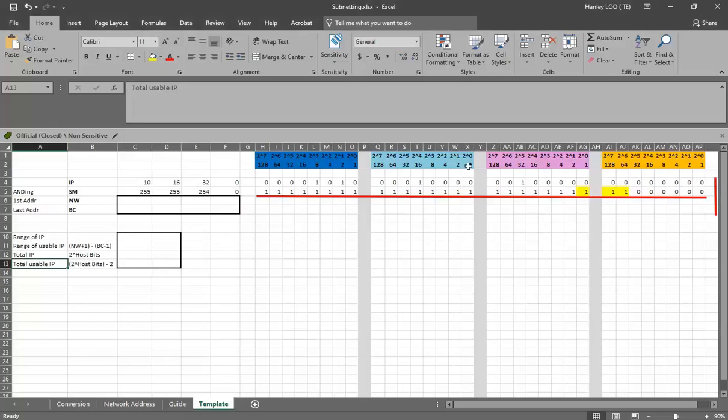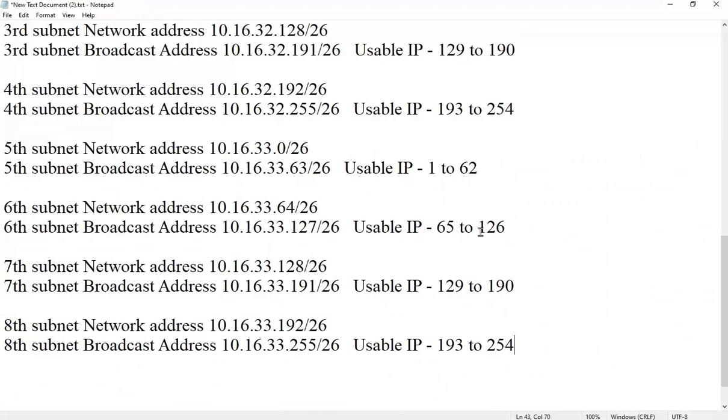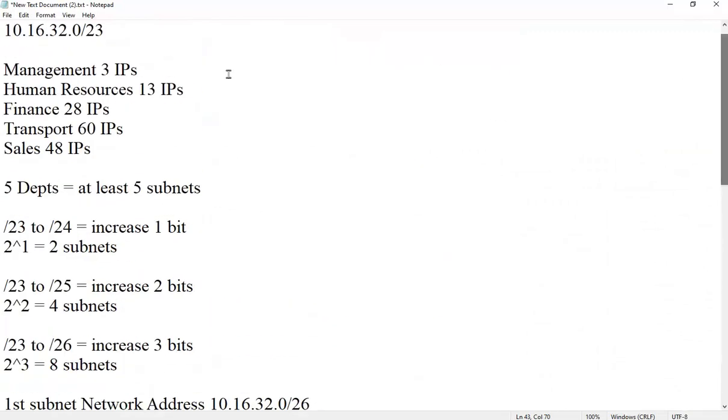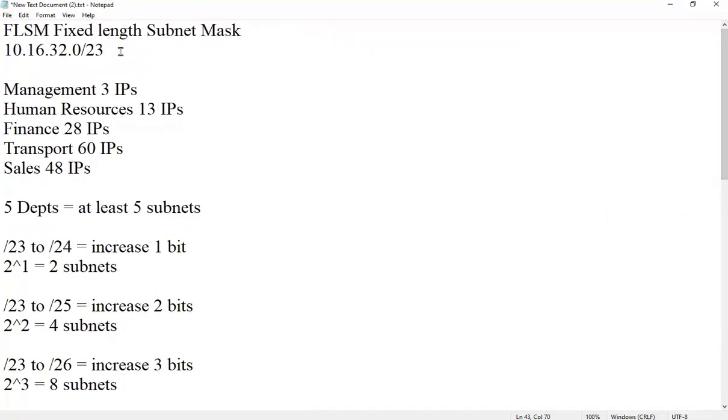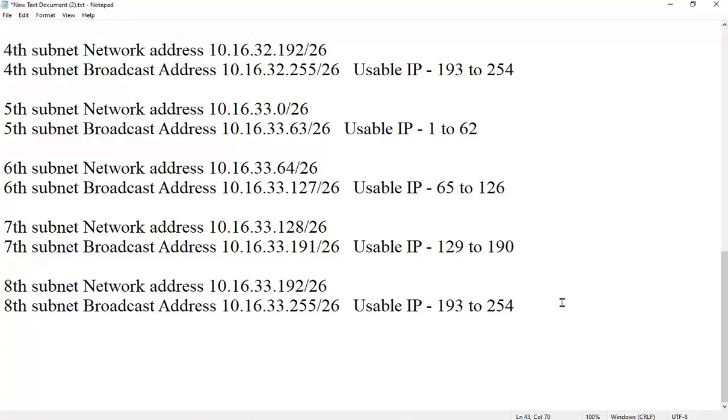Okay, so let's say, for example, now instead of creating 5 different departments, we're going to use the same address again, with subnet mask /23, but instead of 5 different departments, now I need it to be split into 3 different departments.